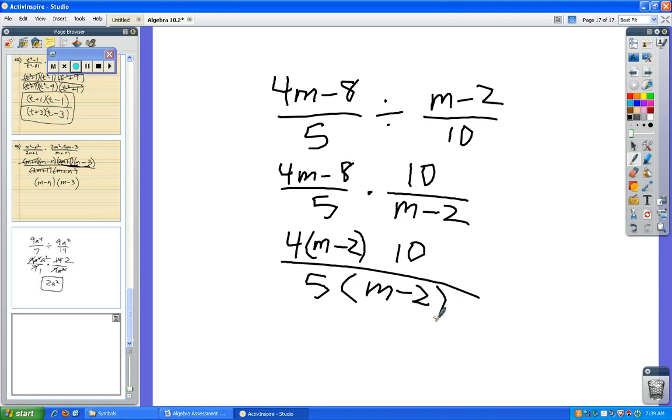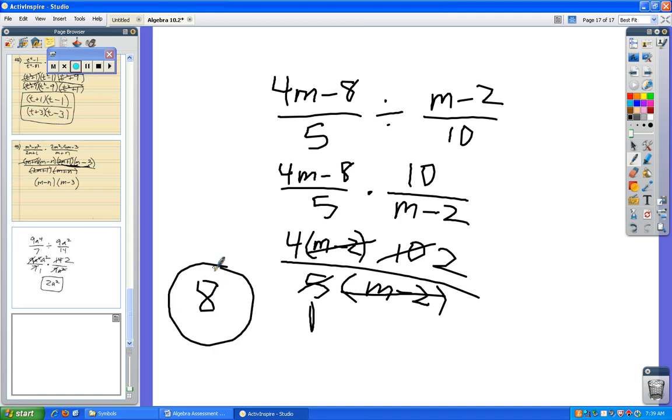Okay, now we start to cancel. Yep, m minus 2 cancels. The 5 and the 10 give me a 1. This leaves me with 2. And there's nothing left. So 4 times 2 is 8.